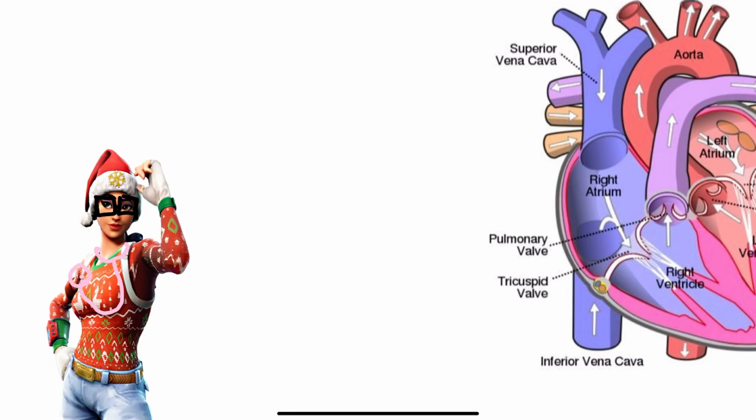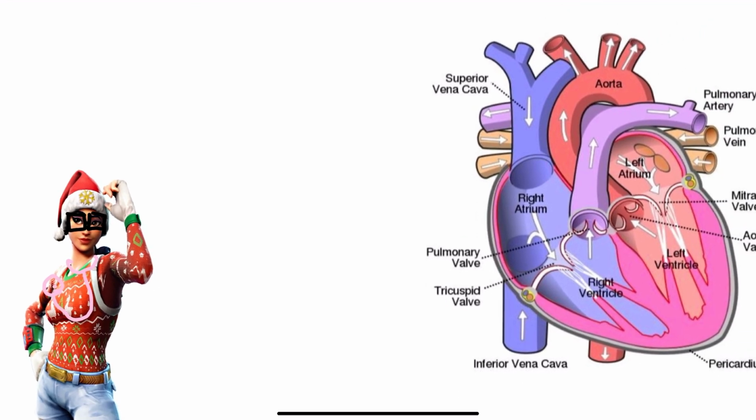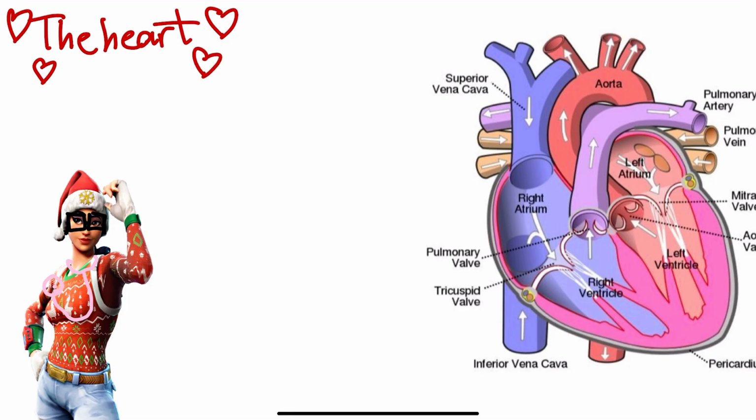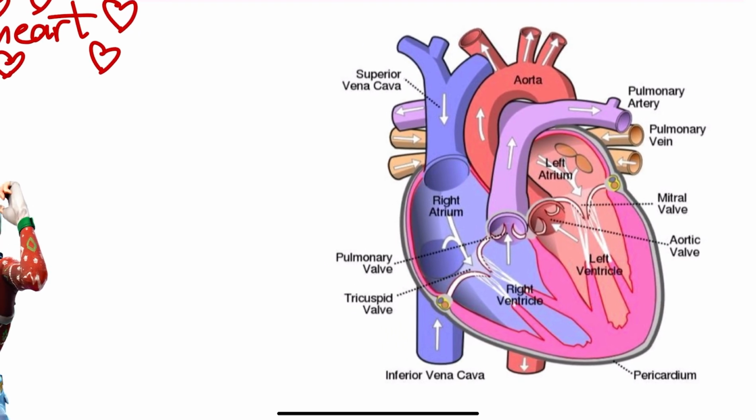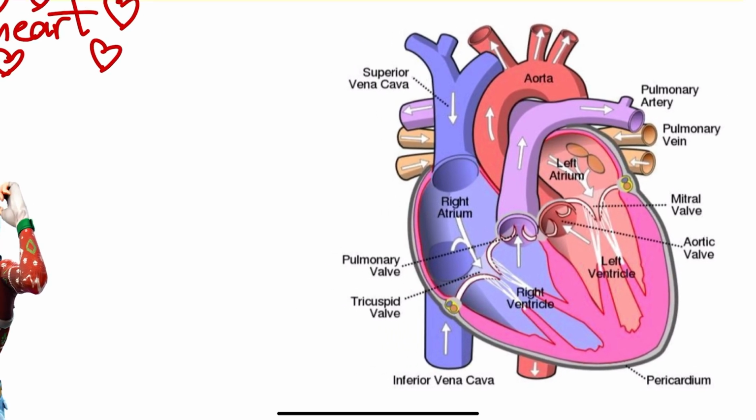And now let's get into the heart. So the heart, the only reason that we are all alive. Well, it makes sense for me to draw hearts now. We're gonna go all out with the hearts because we love the heart and the heart loves us. So the heart is part of the cardiovascular system. And the cardiovascular system is part of the circulatory system.